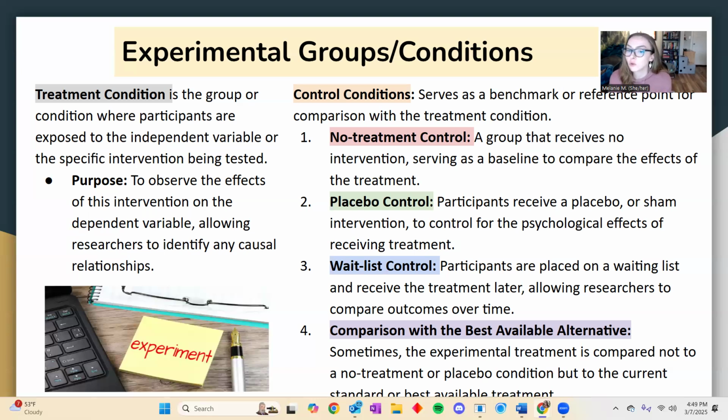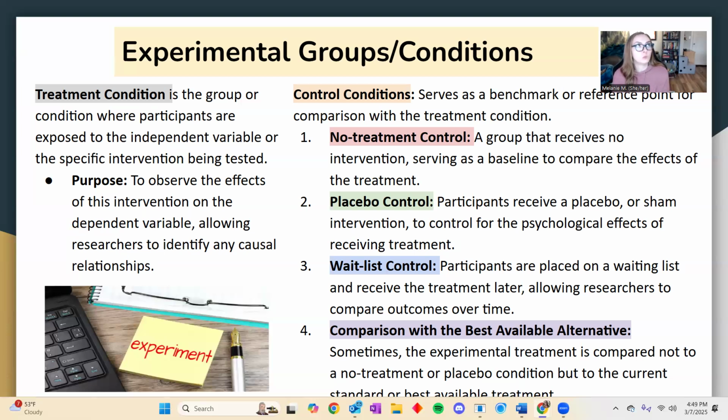The waitlist control group is when participants are placed on a waiting list and they are at first in that control group not receiving the independent variable manipulation, and then after the experiment, then they get that exposure. And sometimes it's not ethical or practical to have a control group, and so we try to find a best available alternative. Okay, so now that we got that out of the way, let's give an example.